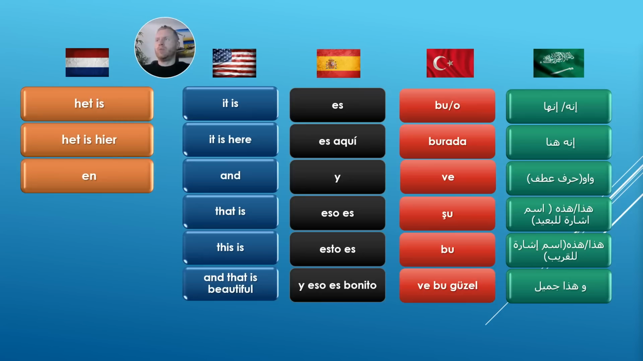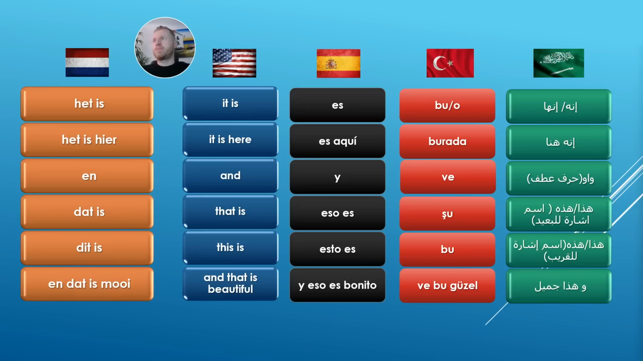And. En. Without the T at the end. Okay? That is, in Dutch, dat is. This is, dit is. So that is dat and this is dit. Now combine the words and add a new one. So we get "and that is beautiful" in Dutch: En dat is mooi. En dat is mooi.